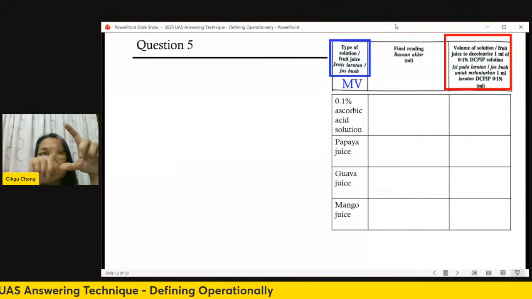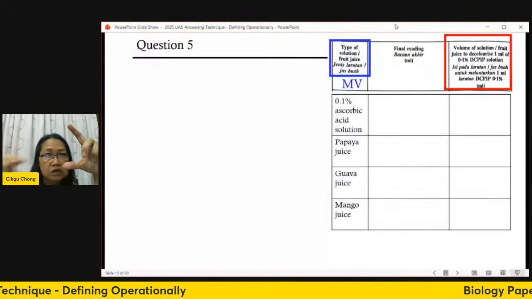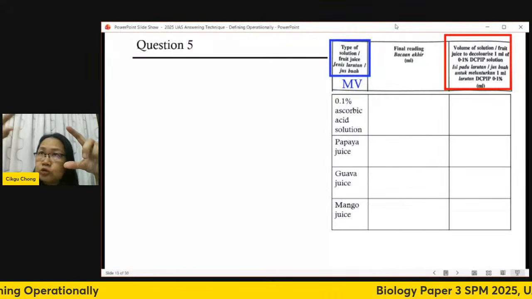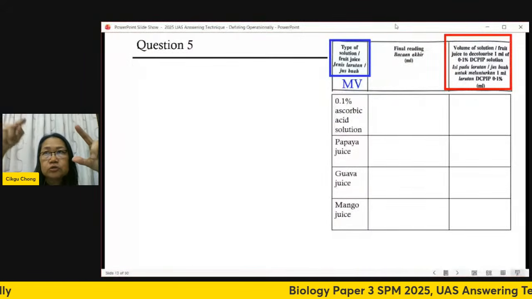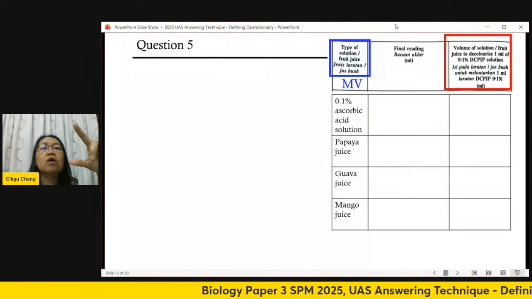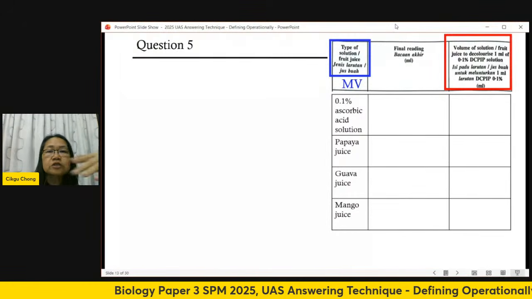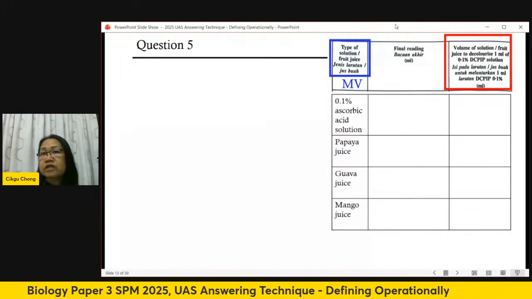5 ml minus, let's say the balance is 3. So 5 minus 3, that means 2 ml has gone inside your DCPIP. Okay, so you fill in the table. This is the MV, this is the RV.